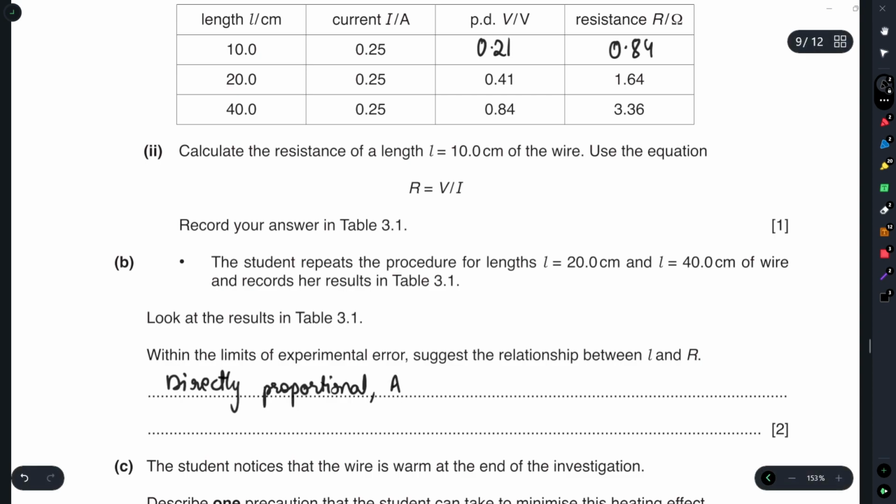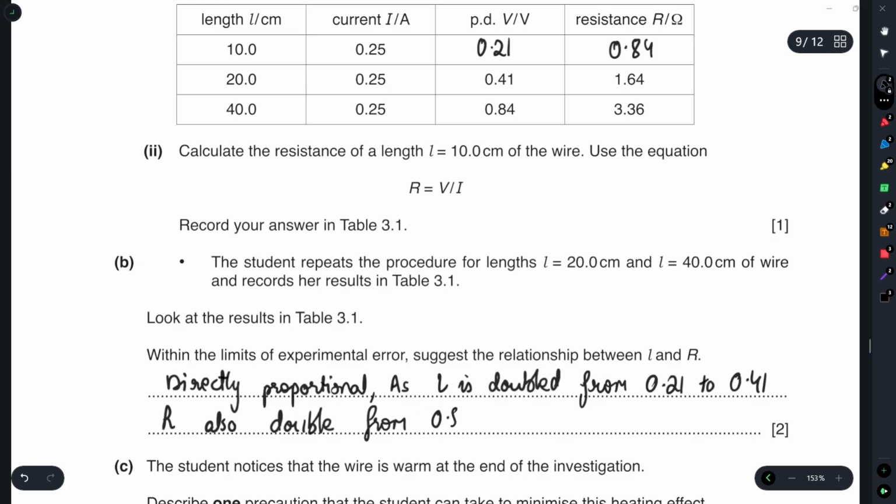Why? As L is doubled, you can write from 0.21 to 0.41, R also doubles approximately. Again, we are talking about approximate answers, from 0.84 to 1.64. Okay, I don't think giving the values is necessary, but if you do give the values, that's not a big problem.